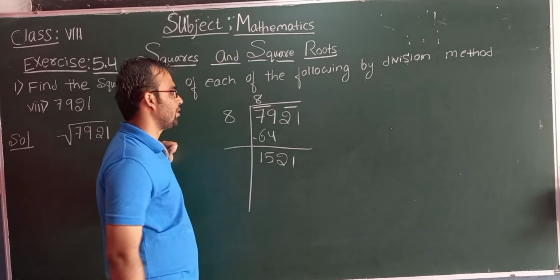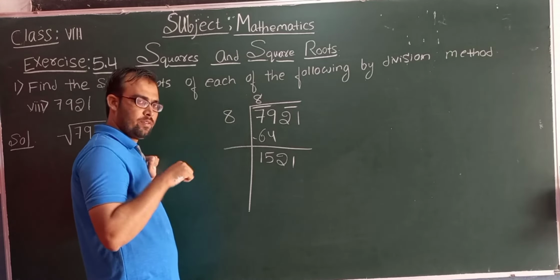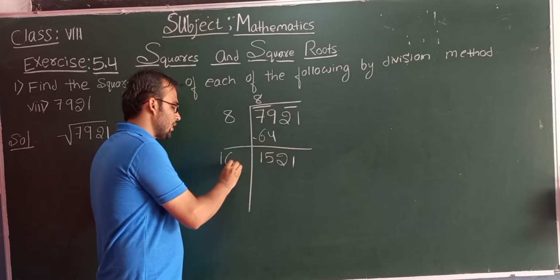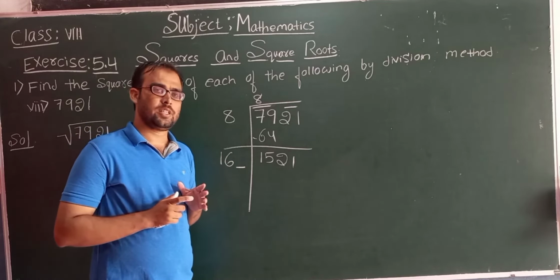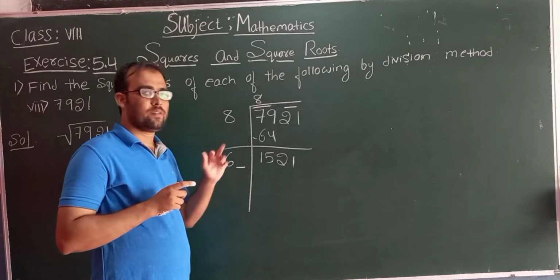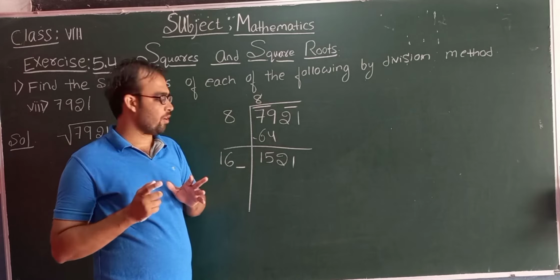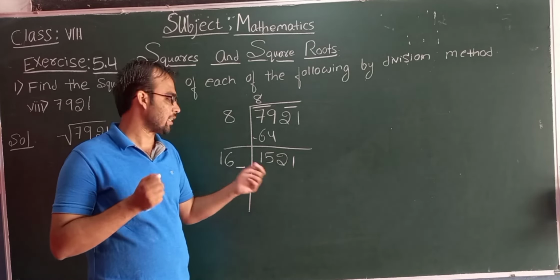Now what's the next step, students? Now we need to double the quotient. So here quotient is what? 8. So when we double, what are we getting? 16 and put the blank. Okay. Now students, here we need to fill this blank with a number such that when we multiply this number with the new digit in the quotient, we have to get either 1521 or a number which is lesser than this.